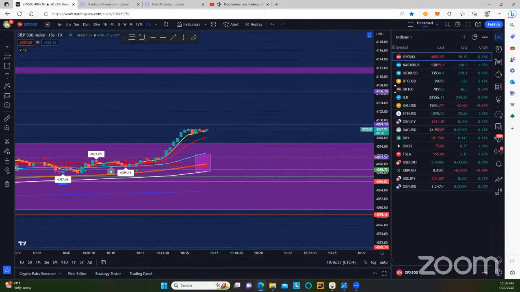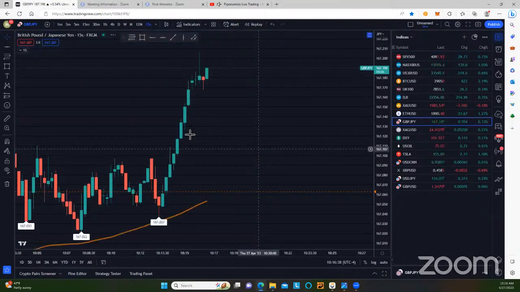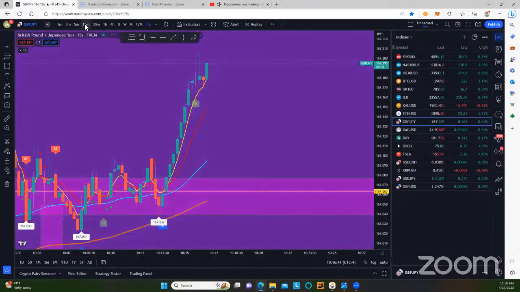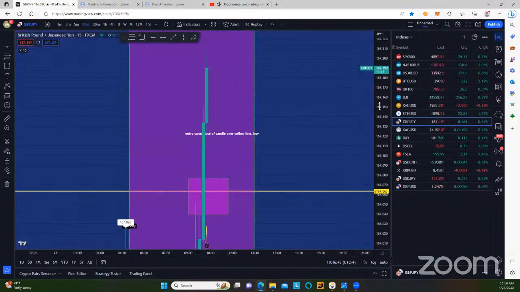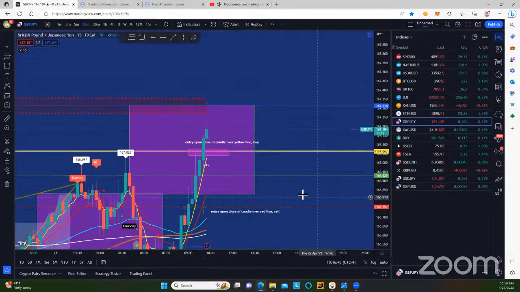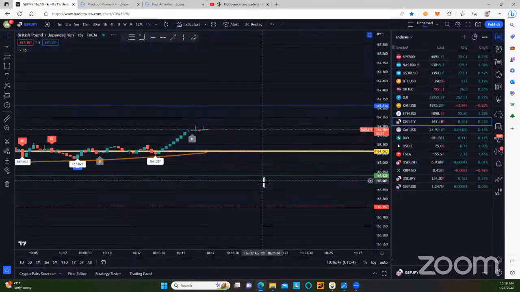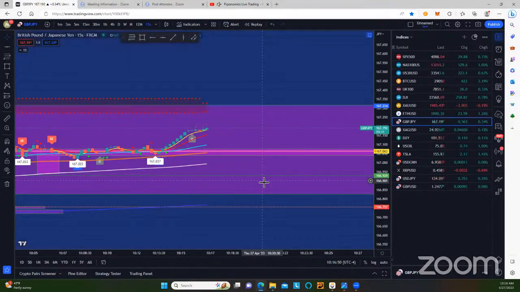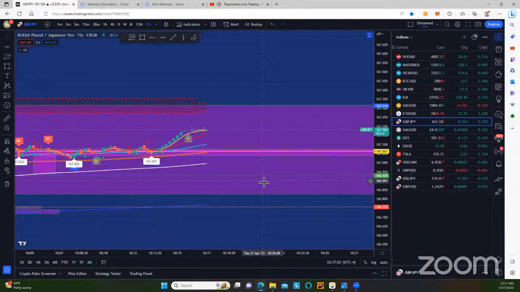Here we go. Let's see what GJ just did. Oh, GJ closed over our line, and it's a buy. It's a buy. I'm taking it to 167. Take profit 167.3.